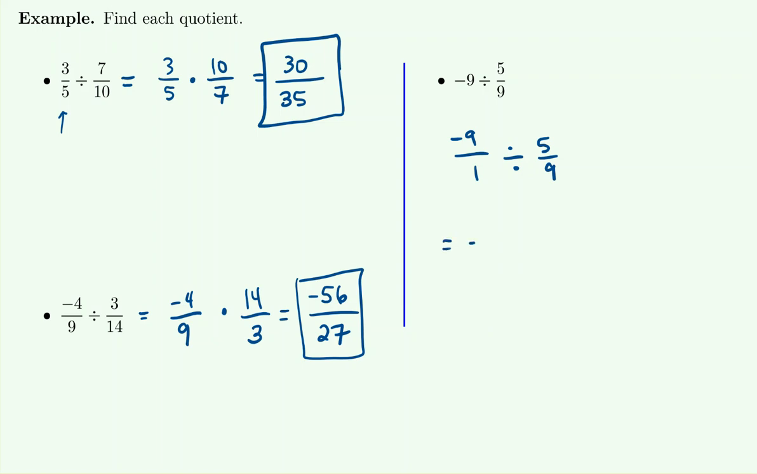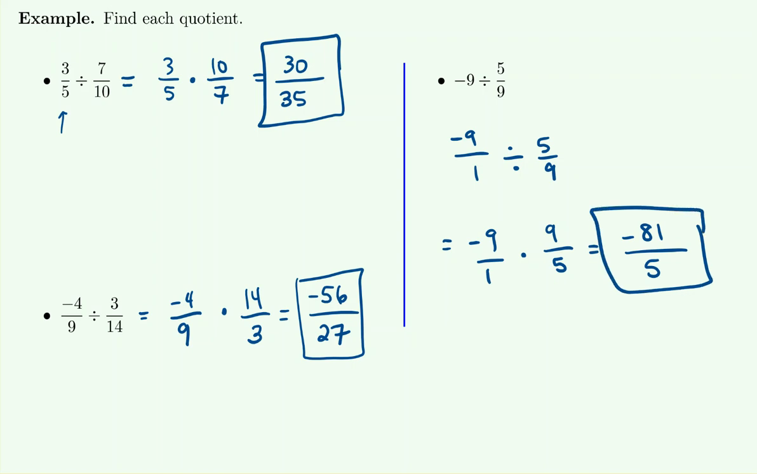By keep it, change it, flip it, we would keep the first fraction, change the sign, flip the second fraction, and we would get -81/5 as our final answer there.